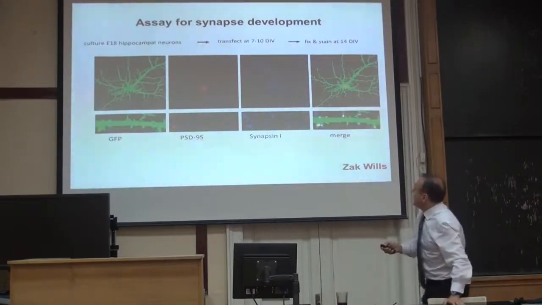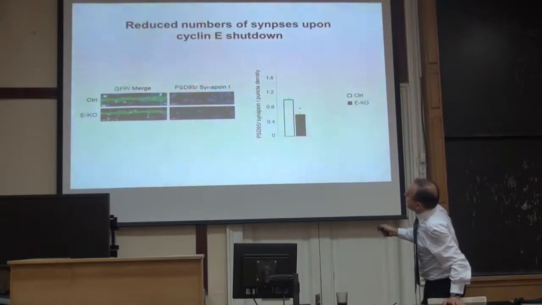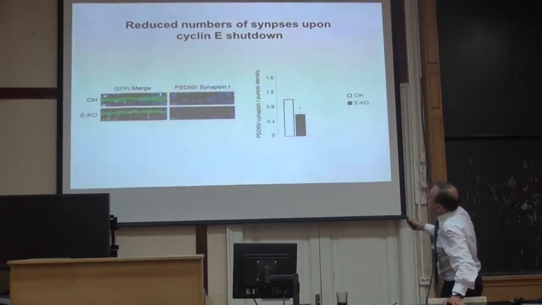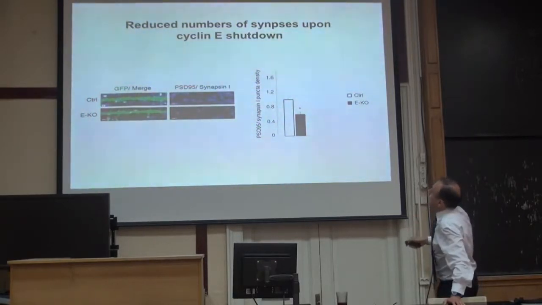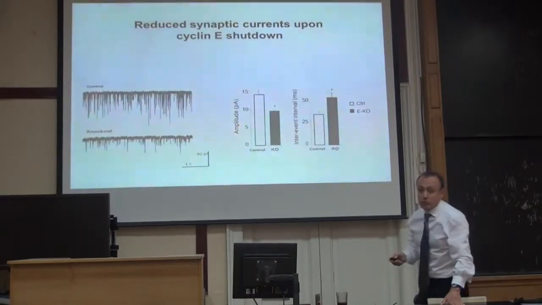So then we count it. This is what happens here. These are the puncta before, and this is after ablation of cyclin E, and this is the quantification. This is the number of synaptic puncta before, and this is after knockout of cyclin E. Once you get rid of cyclin E, the number of synapses goes down almost twofold.